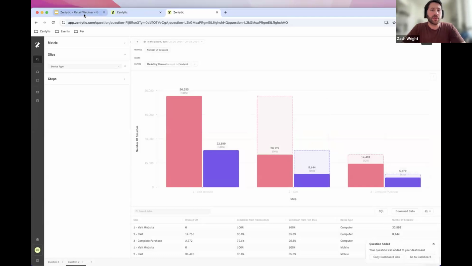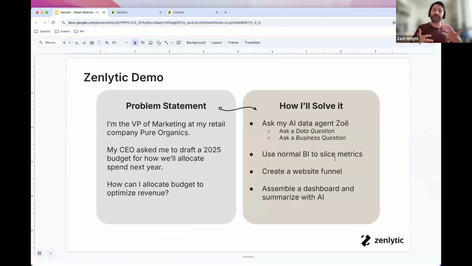All right. So what I just went through is, in a traditional BI tool, this would have taken me a long time. In Zenlytic, this was a few clicks to create a whole web funnel. Now I'm seeing there's a lot of questions. I got to catch up on some of them.